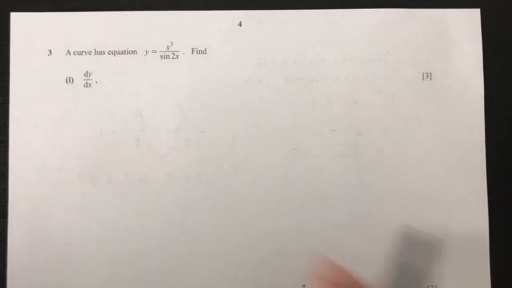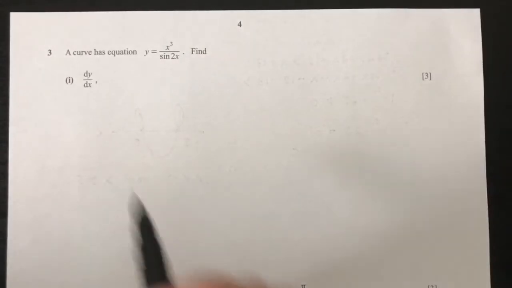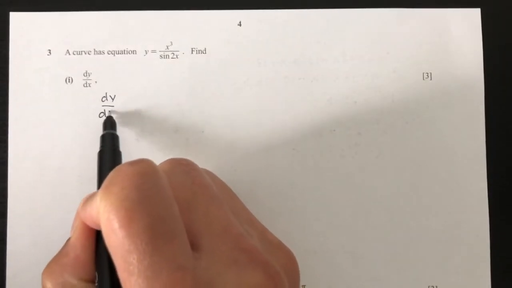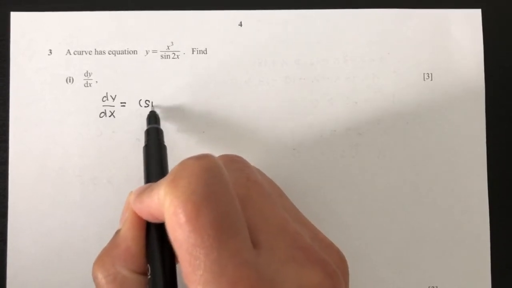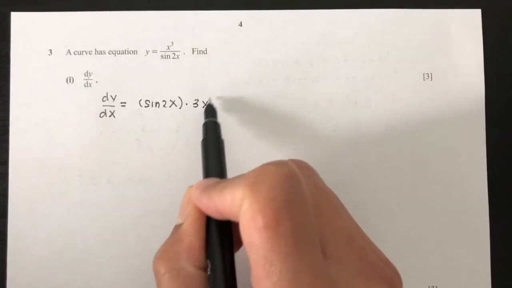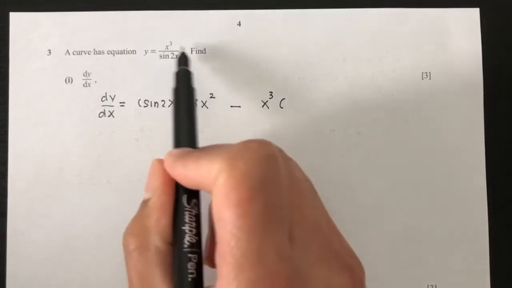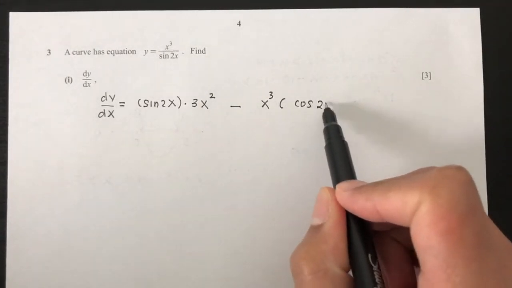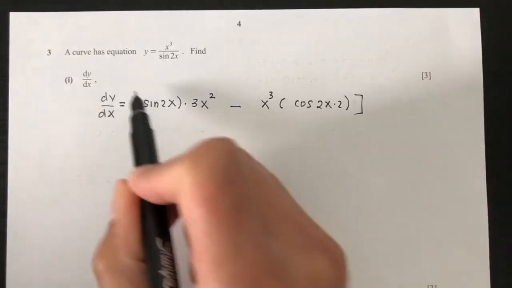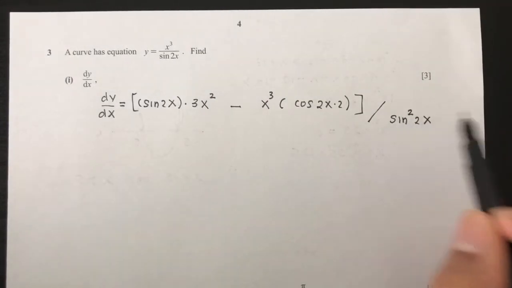Okay, now let's move on to question number 3. The curve has equation y. Find first dy by dx. So you observe this one is a fraction, so you have to use your quotient rule, right? So dy by dx, the first step is to write the denominator as it is, then multiply by d by dx of this one, it will become 3x squared. Then minus, you write the numerator as it is, then dy by dx of the base, it will be cos 2x times 2. Now everything we have to divide by the square of the base. That will be sine square 2x.